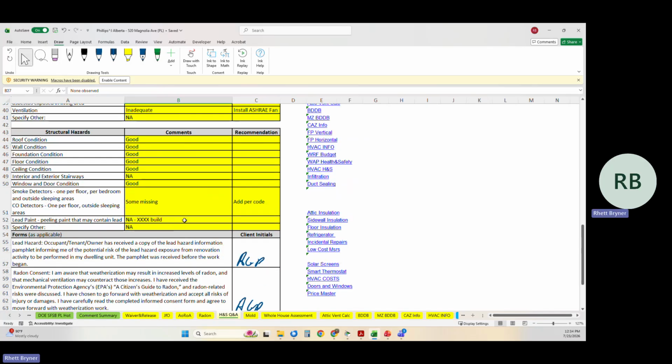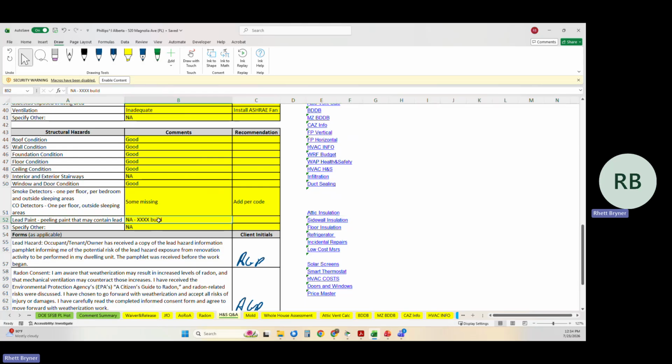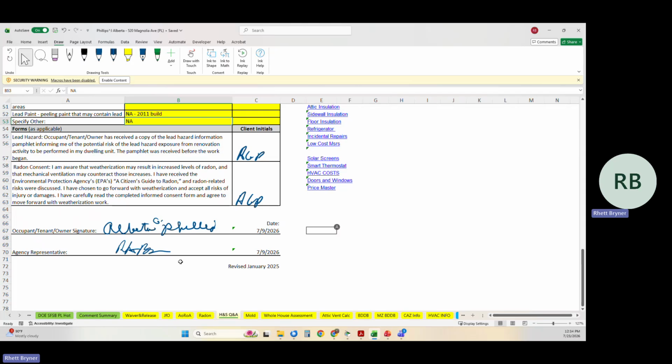And then this one in particular, this row down here, lead paint, this one needs to be looked at every single inspection, because if the house was built before 1978, you need to acknowledge that and say it's possible. House built in 1955, for example. If it's built after 1978, I've already got NA entered there, and you would adjust it to say whatever year this house is built. This was built 2011, so I'll put not applicable, 2011 build, that's it. And again, initials, signatures. Moving on.